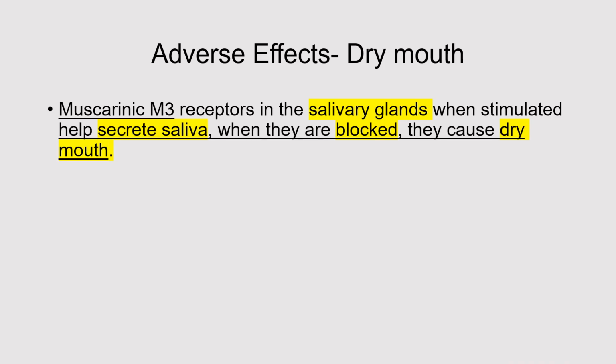So the muscarinic receptors are not only present on the lungs, they are also present in the salivary glands. So what do they do when they get stimulated in the salivary glands? They secrete saliva, but we are giving a drug to block the action. So when you block the salivation, obviously the patient is going to have dry mouth. That's one of the adverse effects of the anticholinergics or muscarinic antagonists.